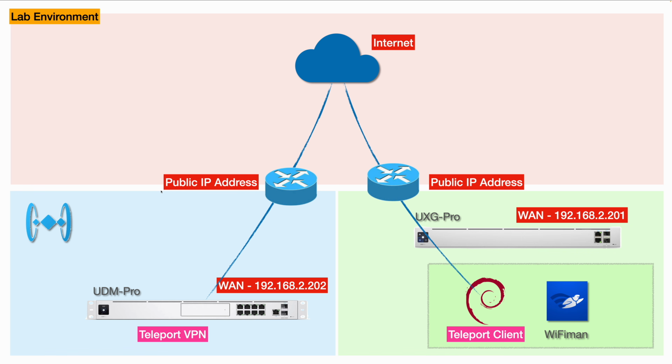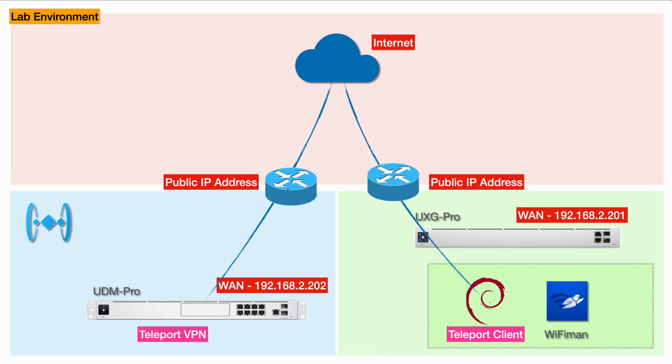This is my lab environment. I have 2 UniFi gateways, a UDM Pro and a UXG Pro. Each one of them is behind another router. So they don't have a public IP address, only the router ahead of them has a public IP address.